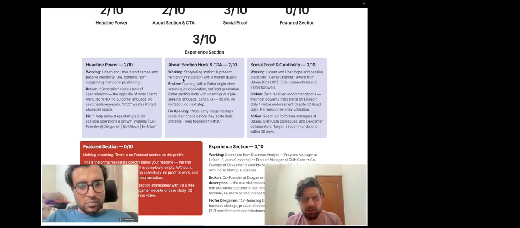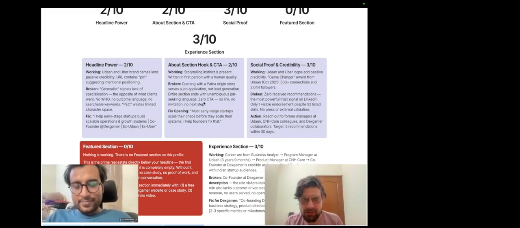About section: storytelling instinct is present, written in first person with a human quality. The Patna origin story serves a job application, not lead generation. Again, as you said, it's written primarily for a job application. That's how we used to write LinkedIn profiles a few years back. I wrote it to get a job. It was not for my business back then. Yes, I totally get that.